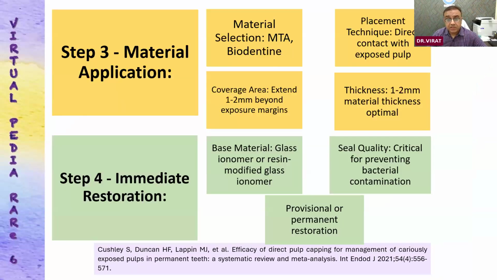Step three is the material application, wherein MTA or Biodentine is directly placed over the exposed pulp, extending 1 to 2 millimeters beyond the exposure margin, with a thickness of 1 to 2 millimeters. Then step four is the immediate restoration. Glass ionomer or resin modified glass ionomer is preferred, and the seal quality is very important since if any sort of leakage is there, bacterial contamination can occur and lead to failure of the procedure. And last is the permanent restoration.